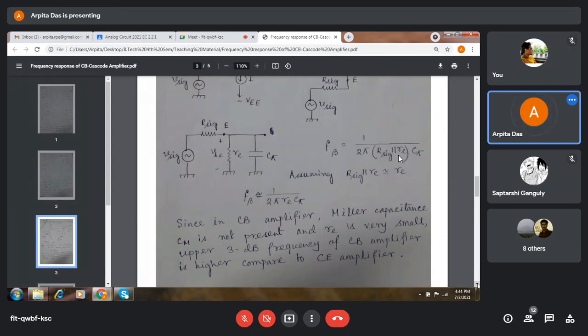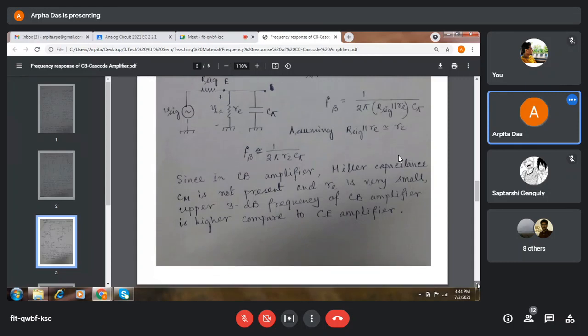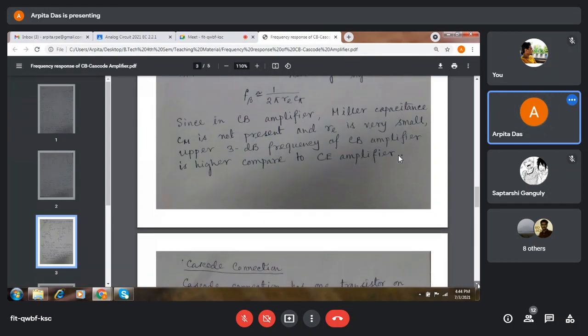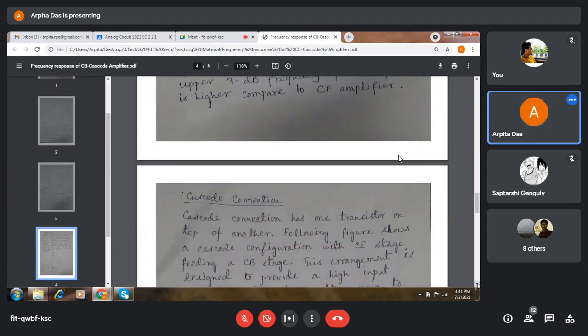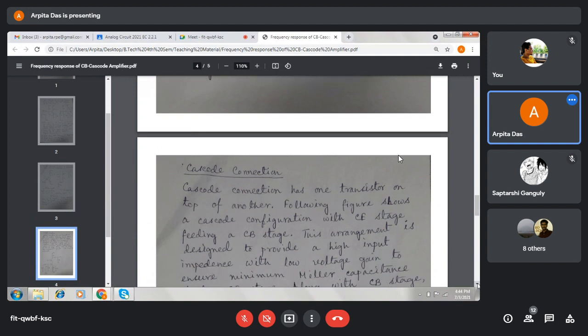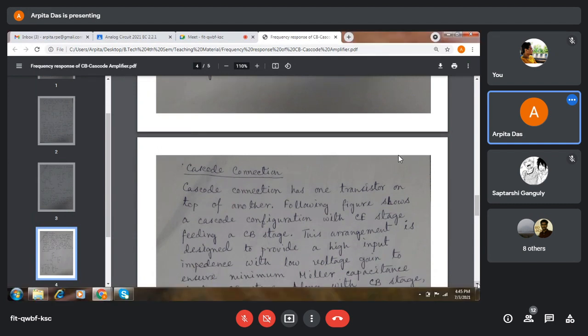So just remembering these two advantages of the CE amplifier, we shall go to the cascade connection. What is that? In cascade connection, two identical stages are connected. Either all the amplifiers are CE amplifiers, or all the amplifiers are CC amplifiers, or something else. That is cascading.